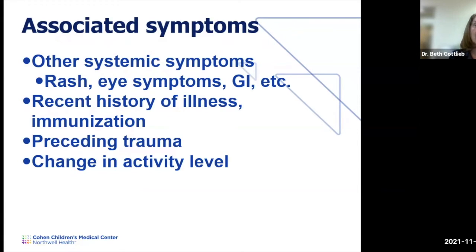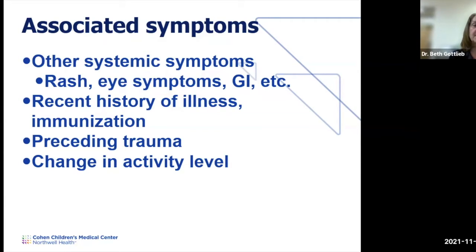We talk about eye symptoms. Juvenile arthritis could have eye symptoms, although usually it's asymptomatic and only picked up by an ophthalmologist. But reactive arthritis, such as Reiter's syndrome, and that's that triad of conjunctivitis, arthritis, and urethritis. So we want to ask about eye symptoms too.